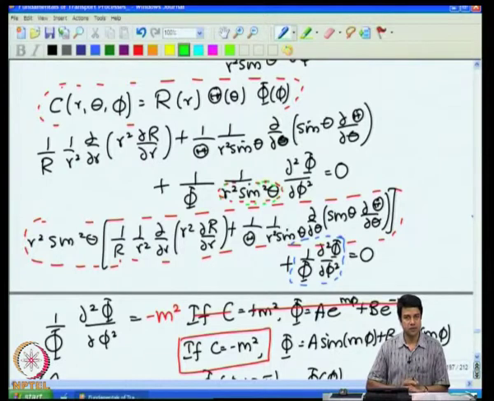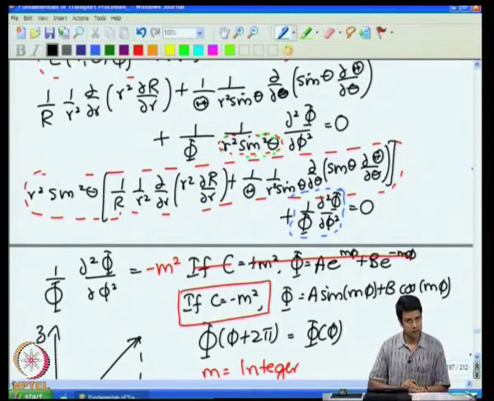But nevertheless, when you multiply it by that, you get an equation in which there are two terms. The first term, the term in red, is only a function of r and theta. The term in blue is only a function of phi. Therefore, both of these have to be constants. What are the constant values?